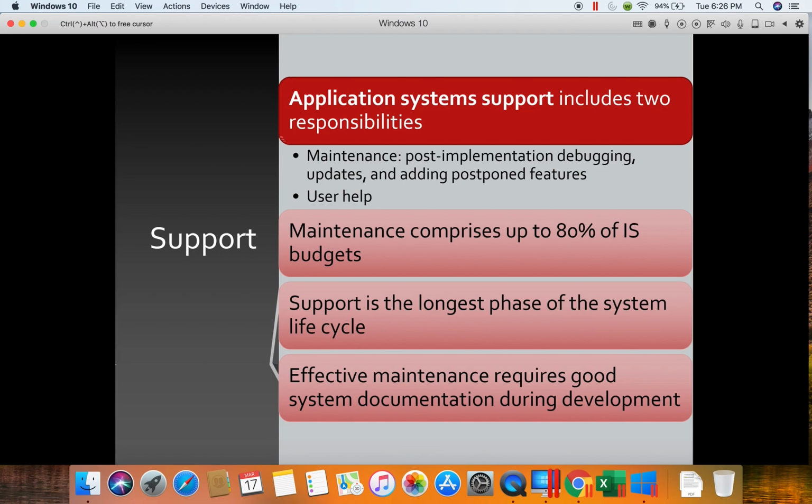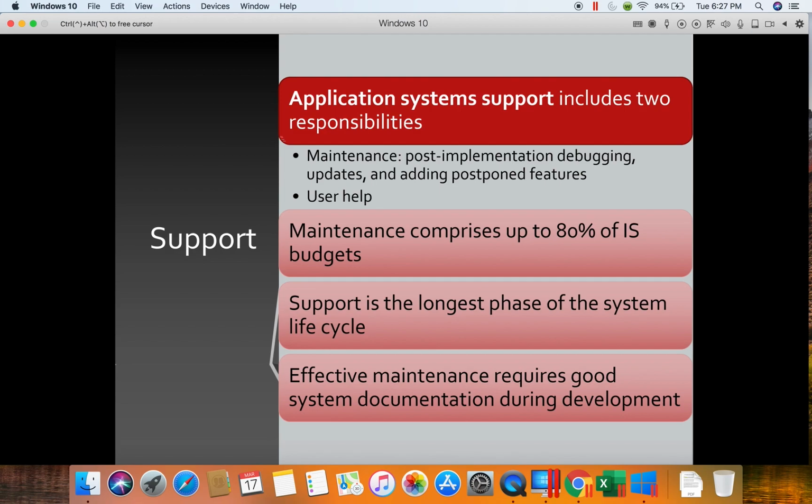Some companies estimate that up to 80% of the entire information system budget is made up of this support function. The support is the longest phase of the system development life cycle because you don't want to have to immediately change to a new system. You hopefully have picked one and designed it well enough that it will work for a while within the company before you have to start all over again. So obviously, this section of the life cycle should be longer than the others.